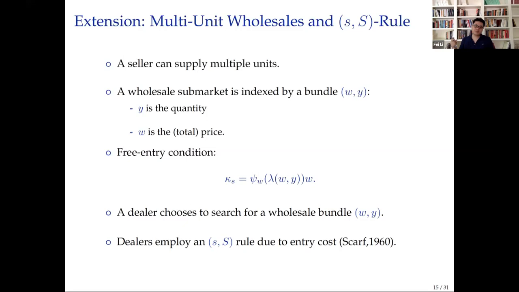The intuition is very simple because we can transform the problem into a social planner problem, and creating some supply will require an entry cost. This entry cost will serve as the fixed purchase cost as in Scarf's 1960 paper. All right, I'm running out of time.